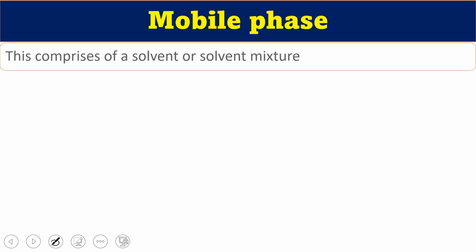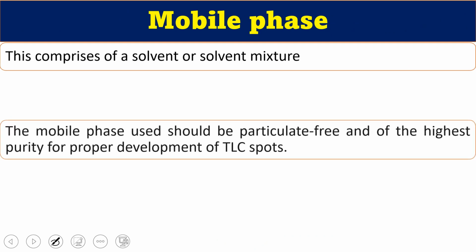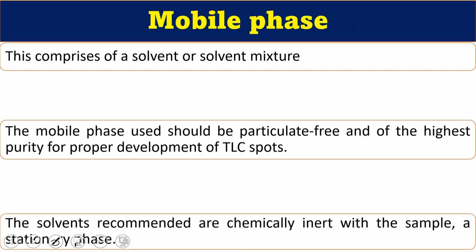Then we have the mobile phase. This comprises a solvent or a mixture of solvents. The mobile phase used should be particulate free and of the highest purity for proper development of the TLC spots. The solvents recommended are chemically inert with the sample, meaning they should not react with your substance or the stationary phase.